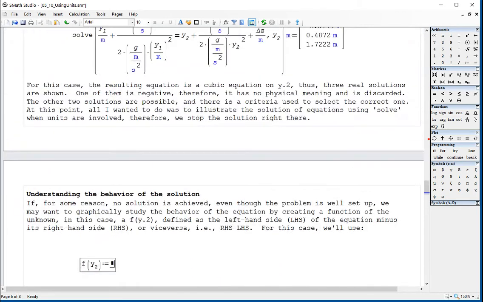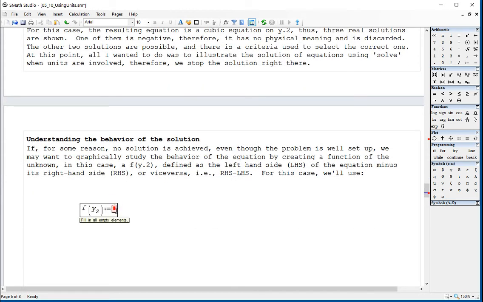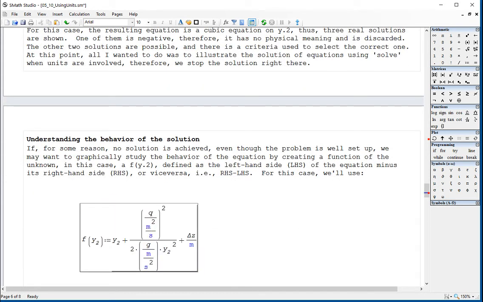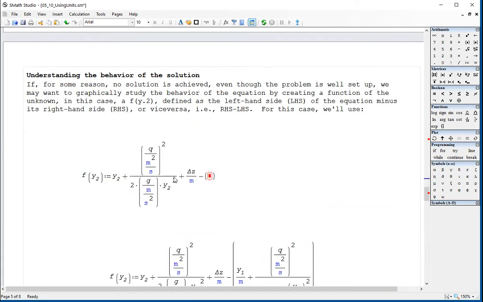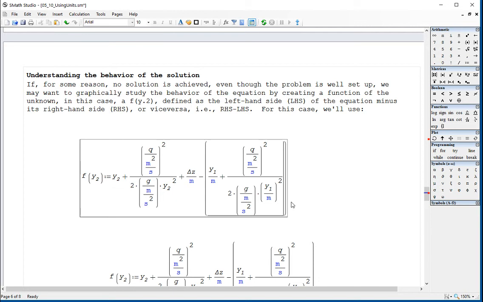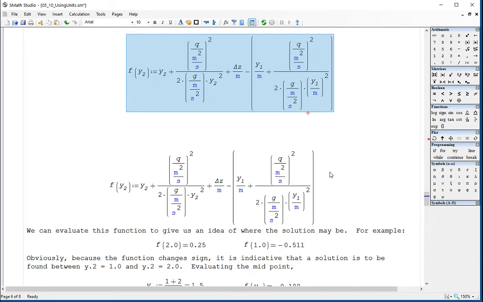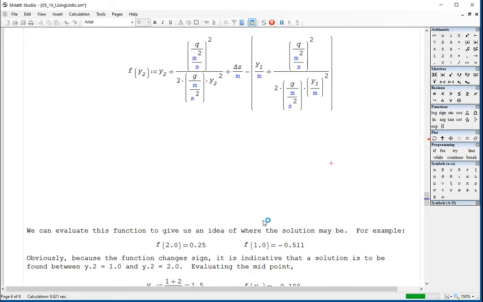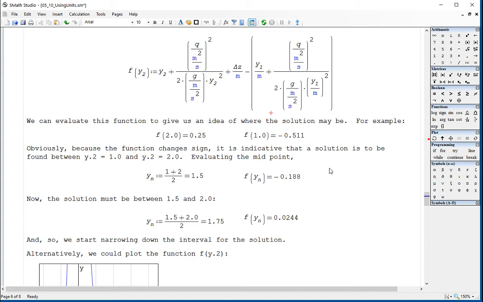And so you could take the right-hand side of the equation, Control C, paste it here, Control V, minus, and put a parenthesis there because you're going to copy the left-hand side. That function needs to be driven to 0 when you find a solution. So that's basically the same thing as this. I'm going to delete this one. And so where is that solution?